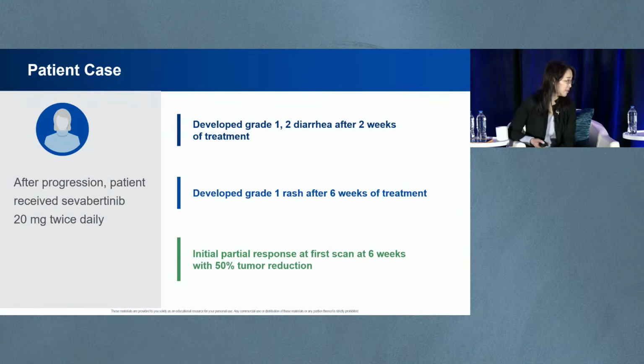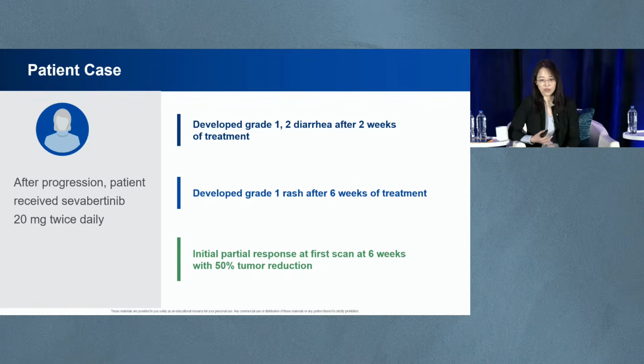So for this particular case that Dr. Yang mentioned, this is a relatively young patient. The demographics fit with HER2 mutation patients who had a non-smoking history. And then we started the patient on zongertinib 2 milligrams a day.